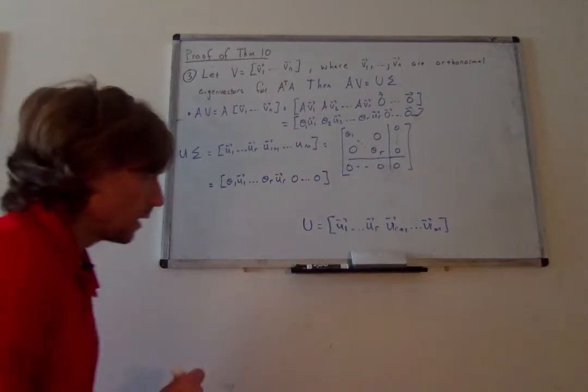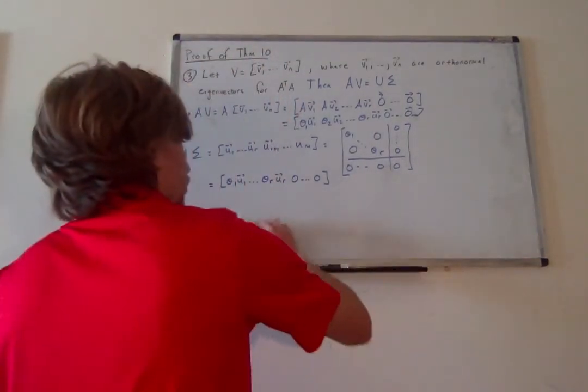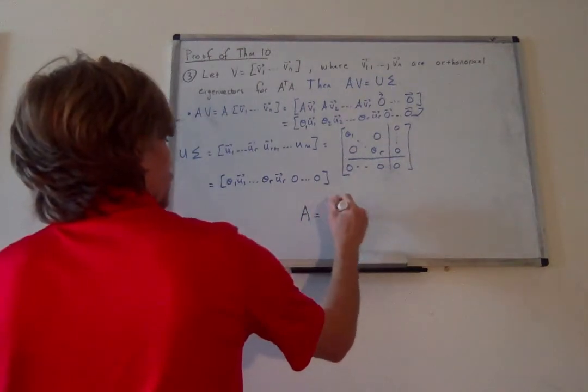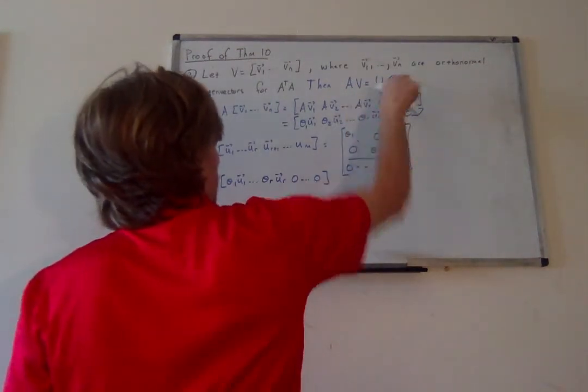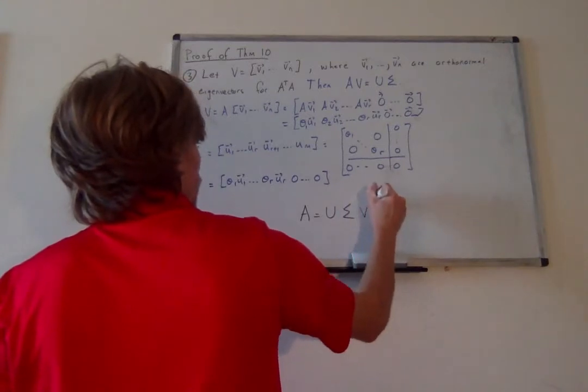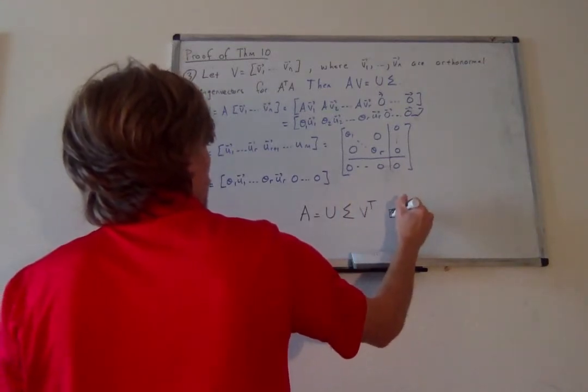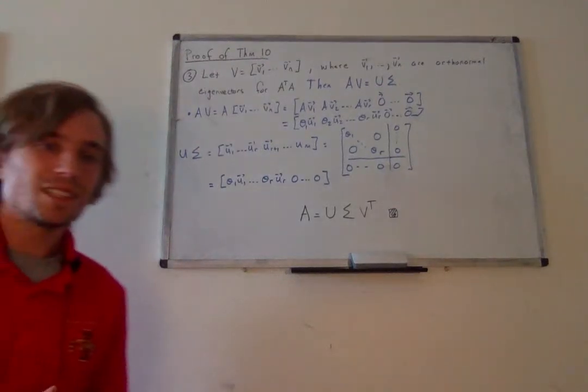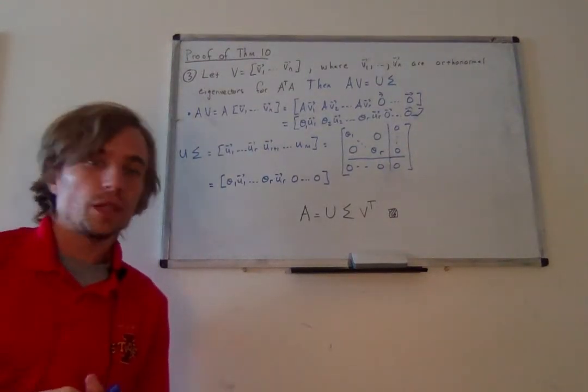And so to wrap it up, remember, V inverse is equal to V transpose, so we can just move this V to the other side of the equation, and sure enough, we can decompose A in the following way. So again, this is like almost diagonalizing a matrix, but not quite.